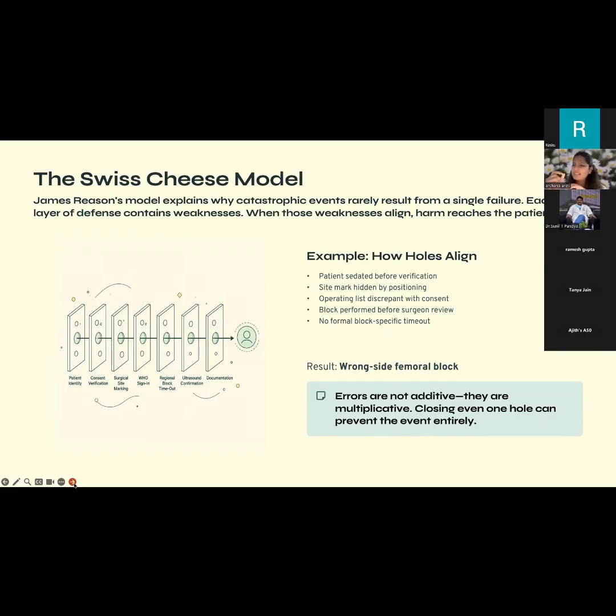And there are several little systems that need to align. This is precisely the Swiss cheese model. Swiss cheese is basically the type of cheese that has holes in it. Even though the holes are of different sizes or in different places, when they align, the patient slips through those holes and you end up with the complication.